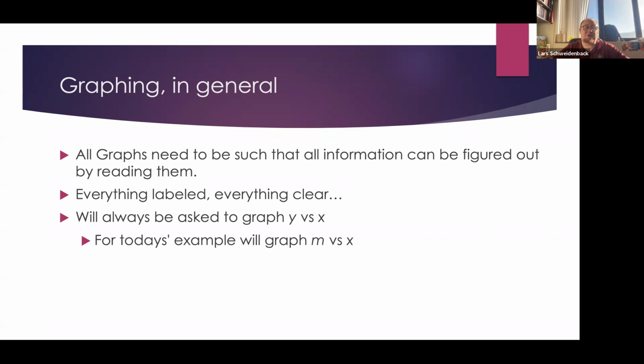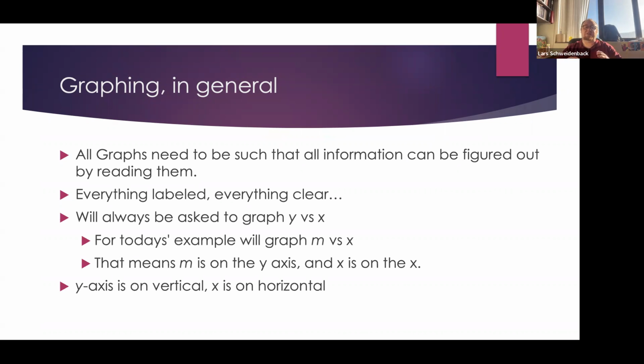In today's example, I'm going to graph M versus X. That means M goes on the Y axis, which is the up and down, and X goes on the X axis, which kind of makes life easy when X is X, but that'll be the horizontal. So Y axis vertical, X axis horizontal. And if I say M versus X, M is Y, X is X.